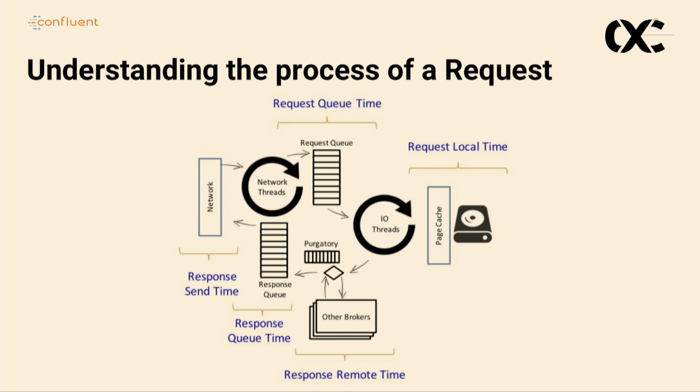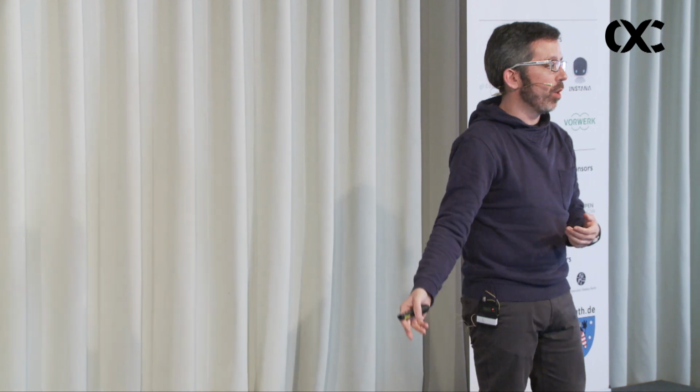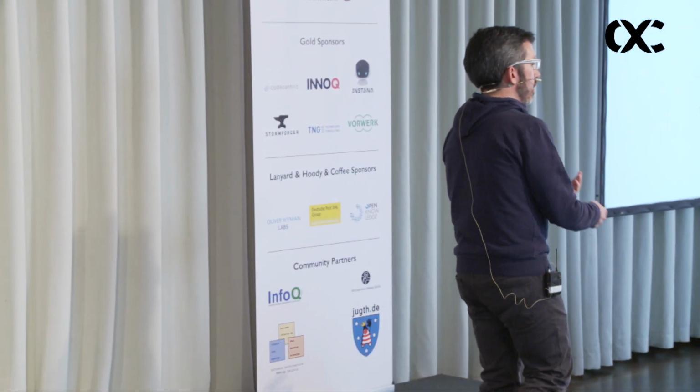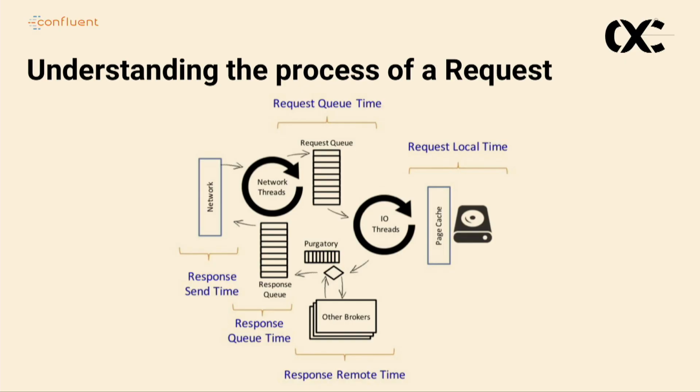The purgatory is the intermediate stage where your requests are living until they are being synchronized to the other brokers. Okay, so for example, if I have ACK equals all, that we're going to see later on, the request is staying here until all the replication is being made. After they are past the purgatory, they go to the response queue.